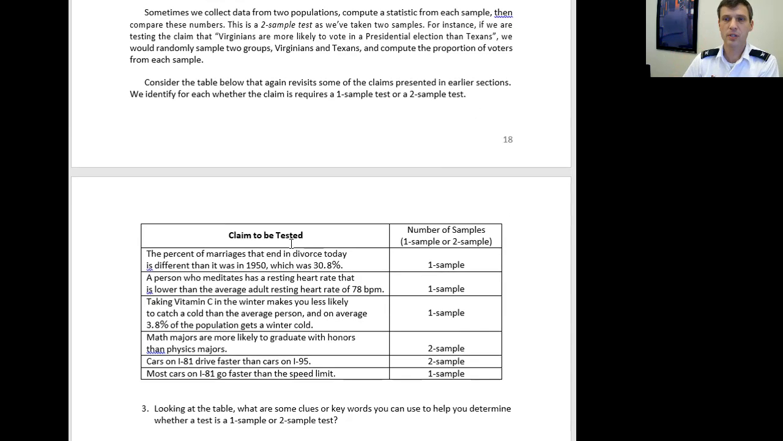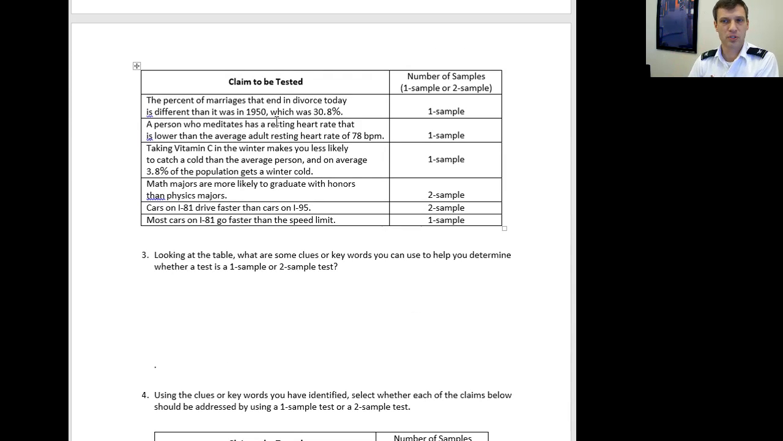Okay, so for instance, the percent of marriages that end in divorce today is different than it was in 1950. In 1950, I have a known fixed number. So I'm looking at percent of marriages today. I'm going to collect data from one group and compare it to that number. That's a one sample test.